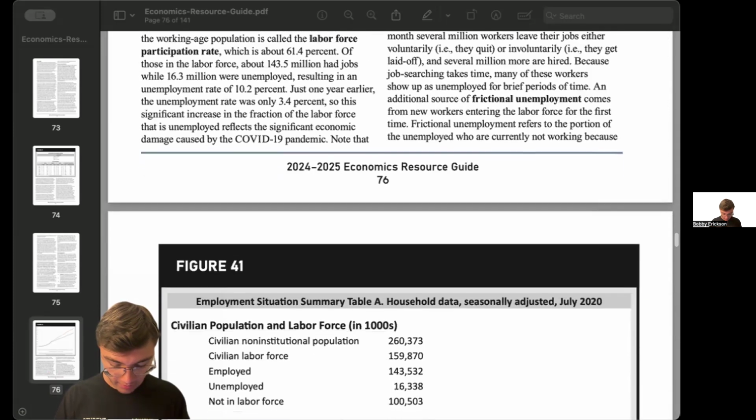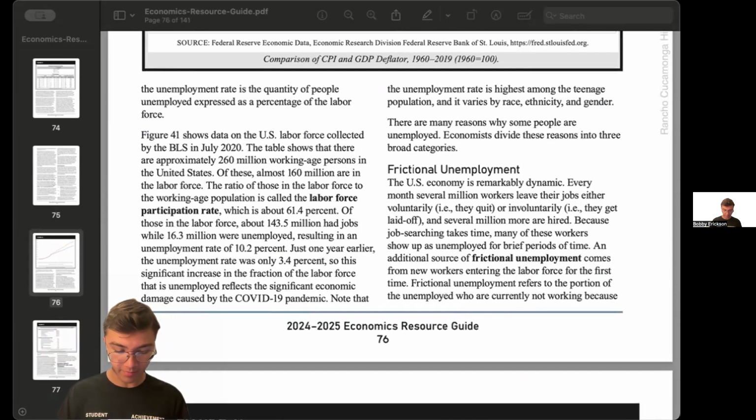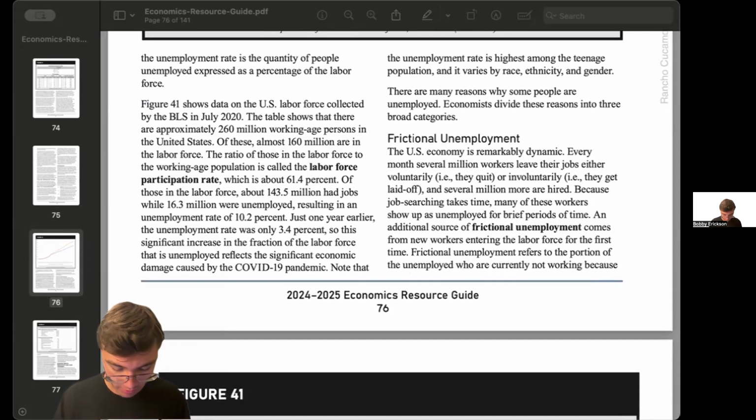We can see in figure 41 all of this data about the labor force and unemployment in July of 2020, and we see that there are approximately 260 million working age persons in the United States. Of these, 160 million are in the workforce. The ratio of that labor force to the working age population is called the labor force participation rate, which as of July 2020 was 61.4%. Of those in the labor force, about 143.5 million had jobs, while 16.3 million were unemployed. So we can see this is an unemployment rate of 10.2% in July of 2020.